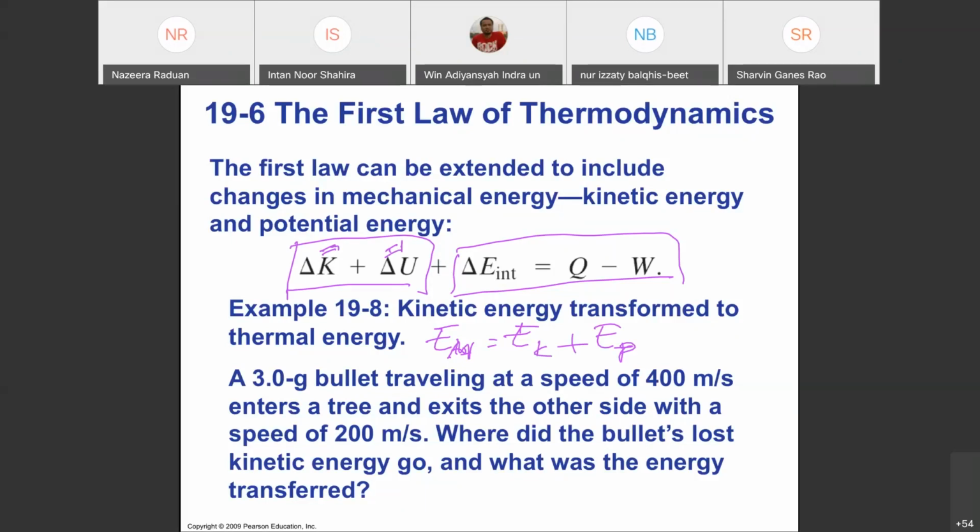Okay, example: a 3 gram bullet traveling at a speed of 400 enters a tree and exits the other side with a speed of 200. Where did the bullet's lost kinetic energy go? And what was the energy transferred?